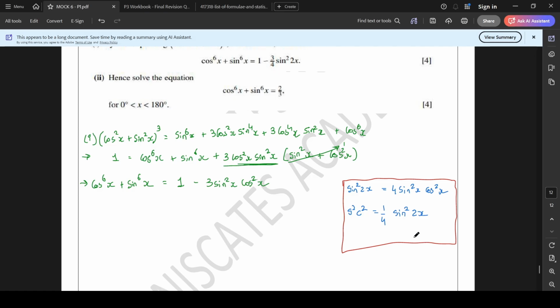So from here, I got the relationship. And in place of sine square x cos square x, I can put sine square 2x over 4. So I believe that we will be getting something like this. So let's go ahead and try to check this.